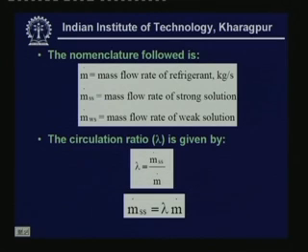And here we define another parameter called circulation ratio lambda, and this circulation ratio is defined as the ratio of mass flow rate of strong solution to the mass flow rate of refrigerant. Lambda is equal to m dot SS divided by m dot. That means the mass flow rate of strong solution is simply equal to a product of circulation ratio into mass flow rate of refrigerant.